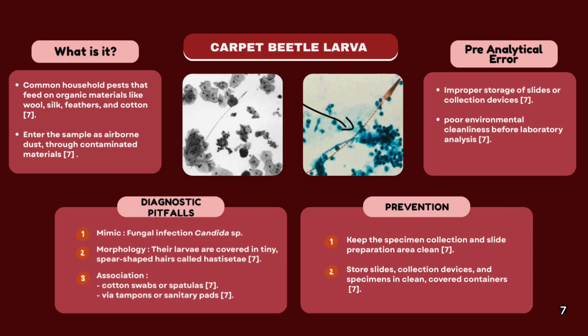Moving on, carpet beetle larvae. What is actually carpet beetle larvae artifact? It is a common household pest that feeds on organic materials such as wool, silk, feathers, and cotton. During specimen preparation, these larvae might enter the sample through airborne dust. These larvae mimic fungal infection, especially Candida species. Their bodies are covered by tiny hair-like structures called hastisetae, which resemble hyphae. This may also be introduced through contaminated cotton swab, spatula, or sanitary pads.